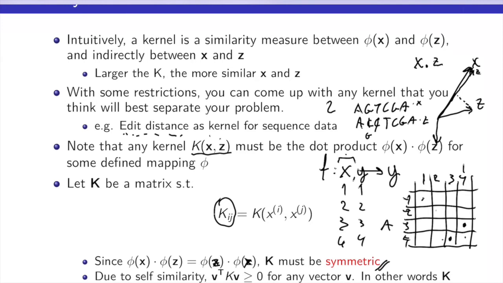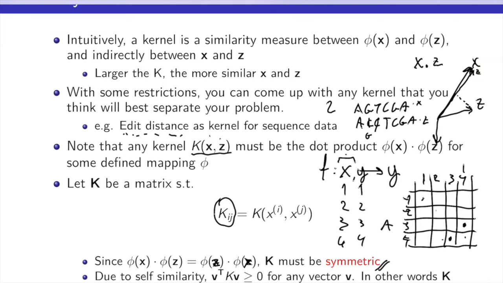Somewhat less obvious is that this matrix has to be what we call positive semi-definite. In other words, when you do the eigen decomposition, all the eigenvalues have to be greater than or equal to 0. If it's positive definite, they have to be strictly greater than 0. If it's semi-definite, they have to be 0 or higher. And you can think of it this way.